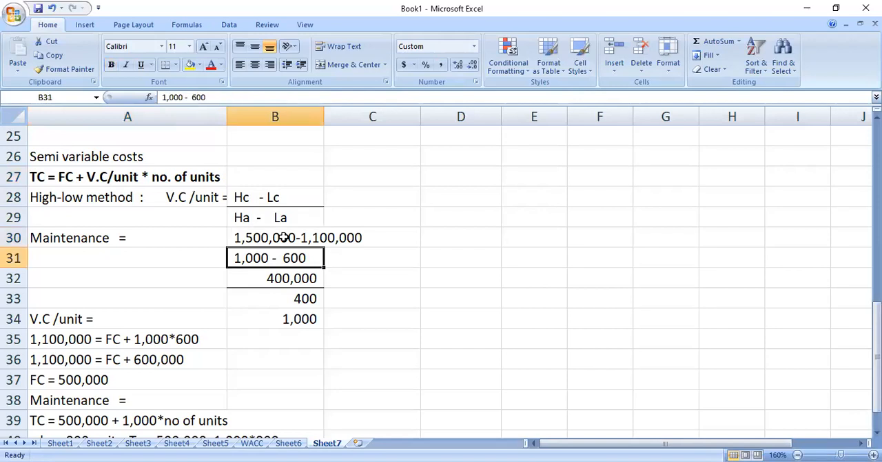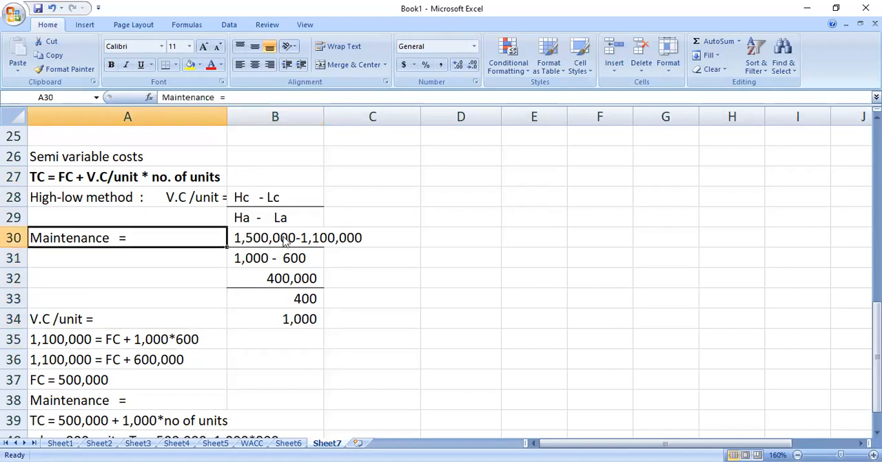Of course, there's another alternative where you use simultaneous equations, but this one is the shortest and the easiest to get. And therefore, our variable cost per unit is 1,000. So I don't know if I've answered you, Esther, in that regard.